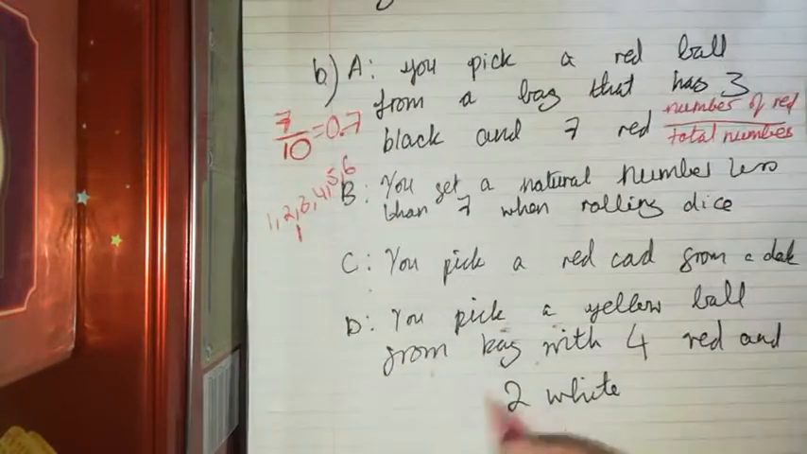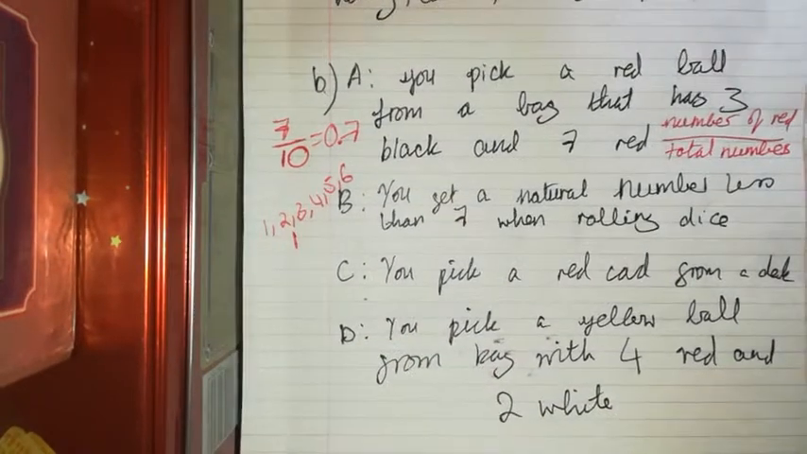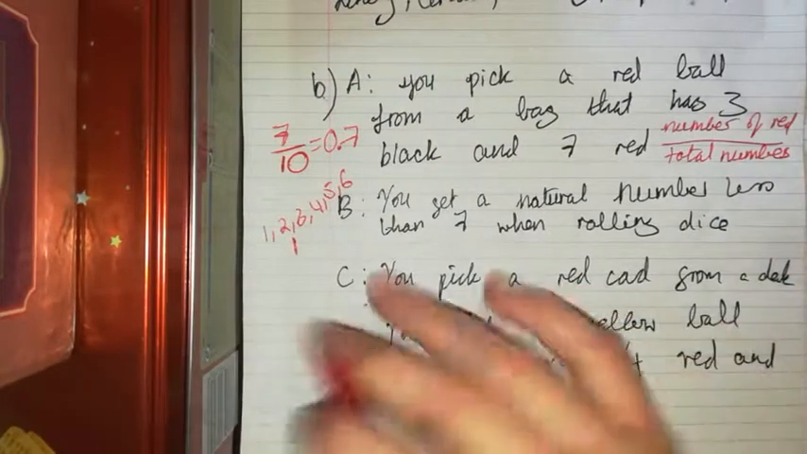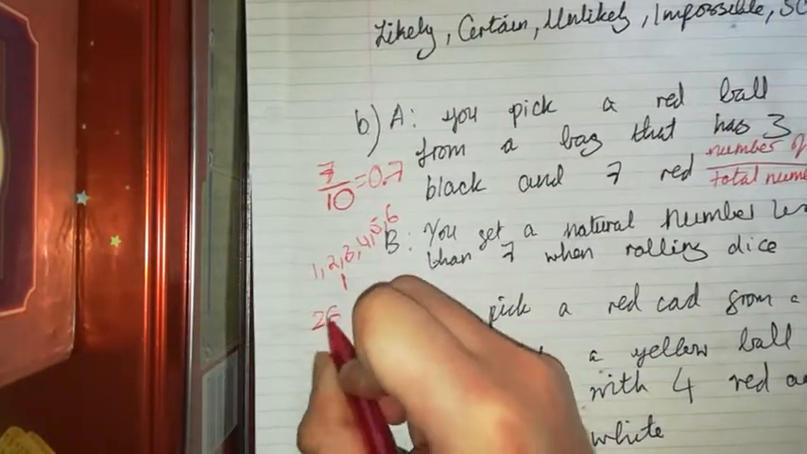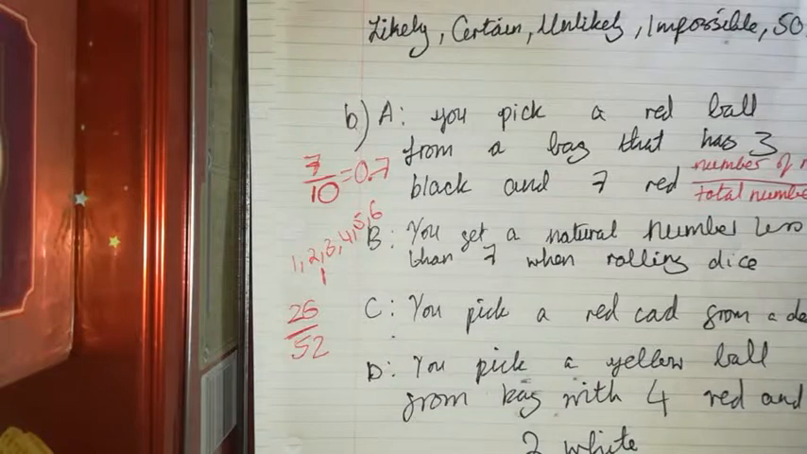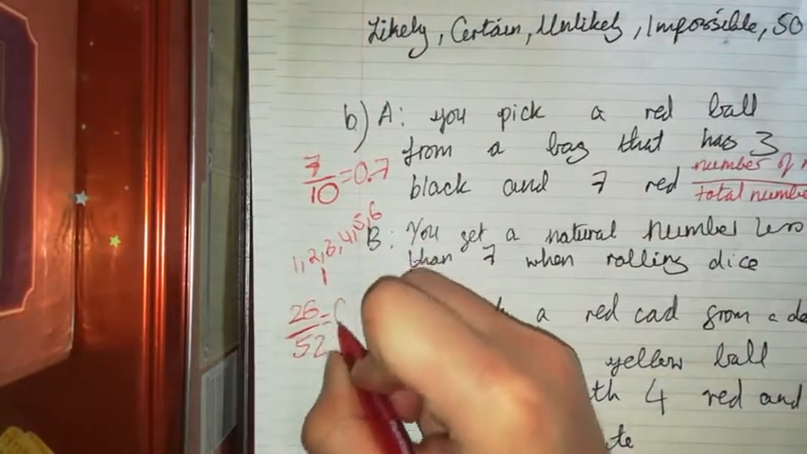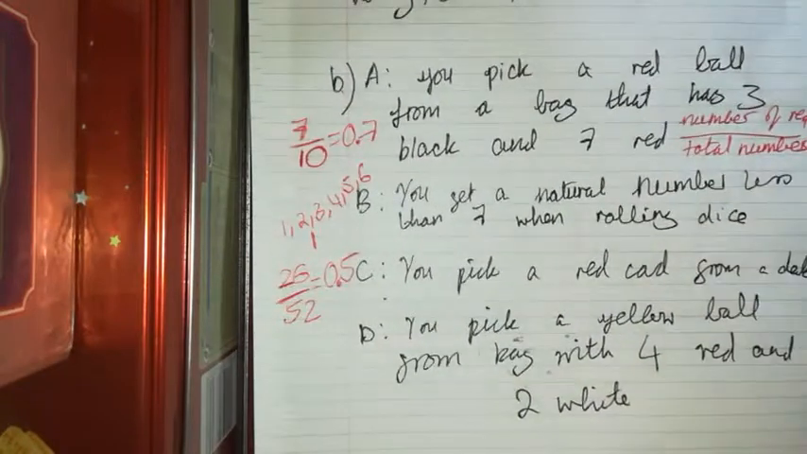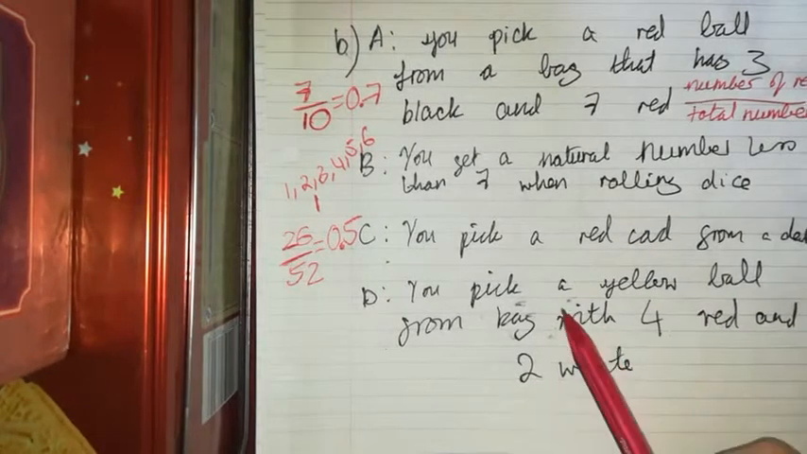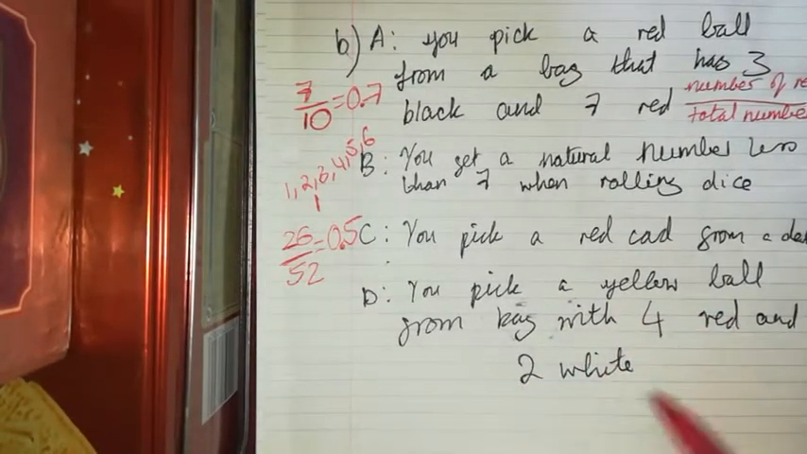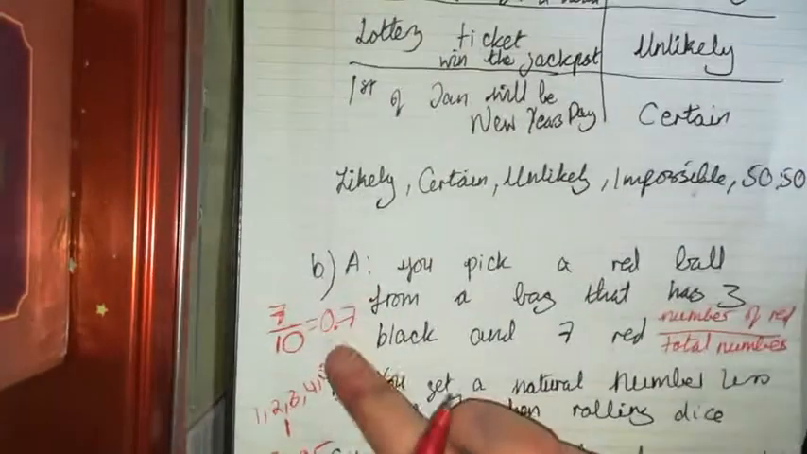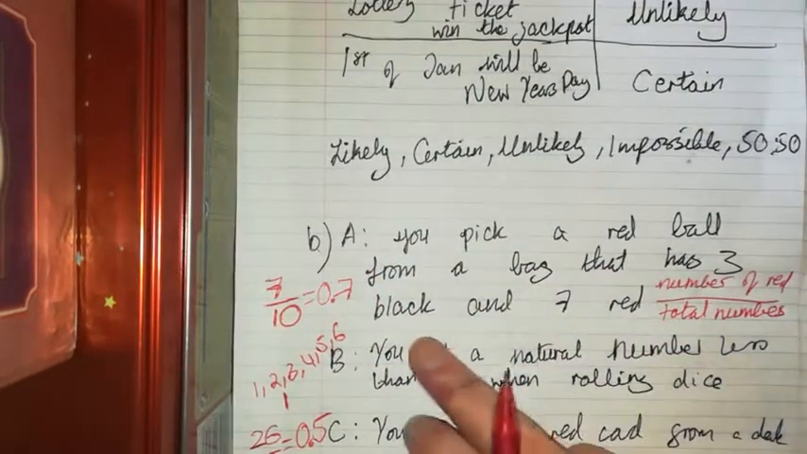Then you pick a red card from a deck. The number of red cards is 26, and there are 52 cards altogether, so that's a half, 0.5, that I get a red card. Then you pick a yellow ball from a bag with 4 red and 2 white. The bag doesn't have any yellow, so that's going to be 0.